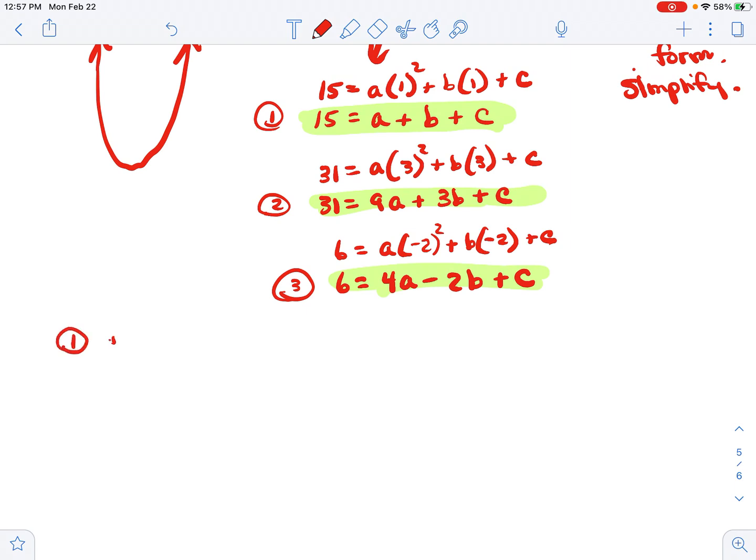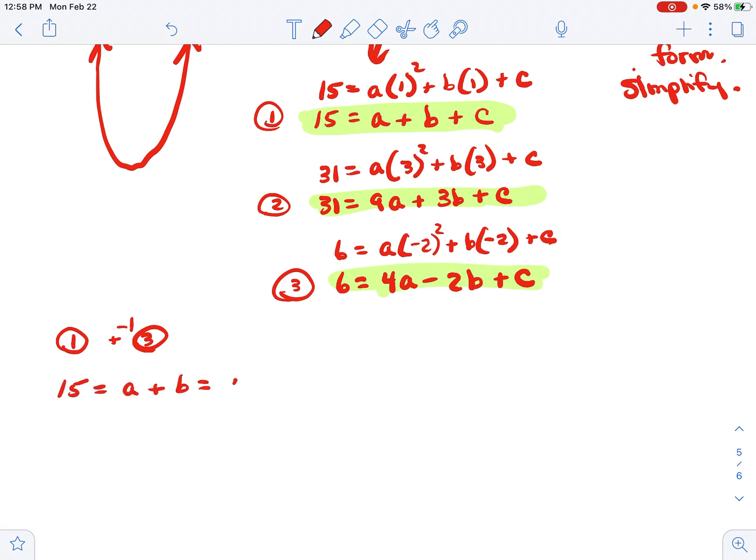What should we eliminate? You know what, it might be nice to eliminate c's, since they're all just plus c, plus c, plus c. Maybe it's just a matter of changing the signs of things by multiplying everything by negative 1. So let's multiply equation 3 by negative 1. So equation 1 is a plus b plus c equals 15. See that? Plus c.